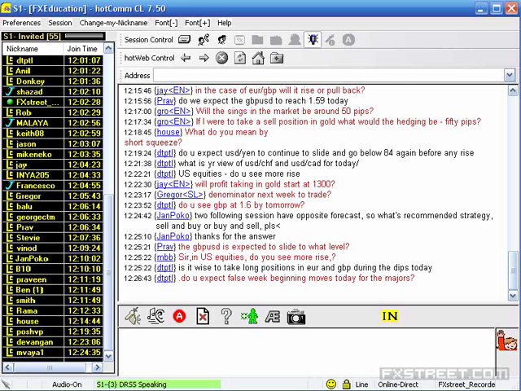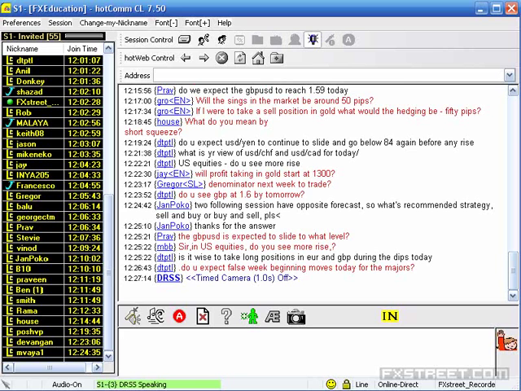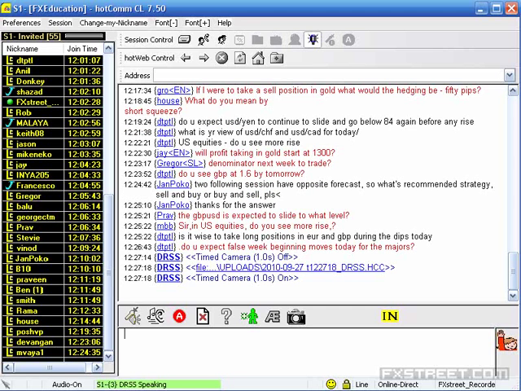Is it wise to take long positions in Euro and GBP during the dips? Yes. Do you expect a false week beginning? No, it is the last week of the month. So you will come across more volatile moves and then just establishing the trend in the market. So let me go back to the PowerPoint presentation.